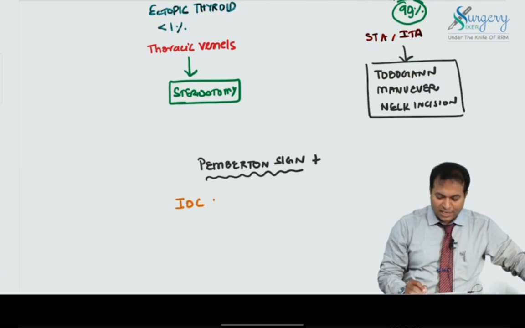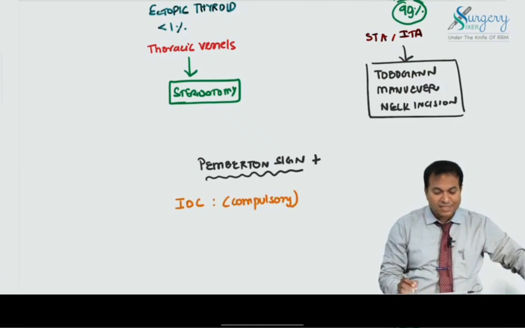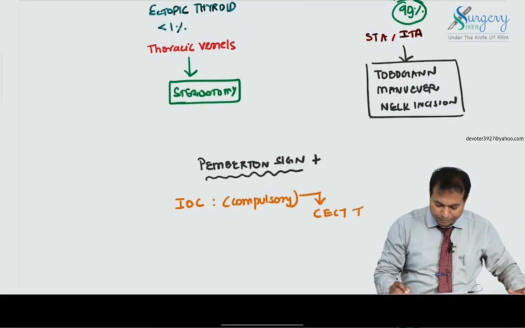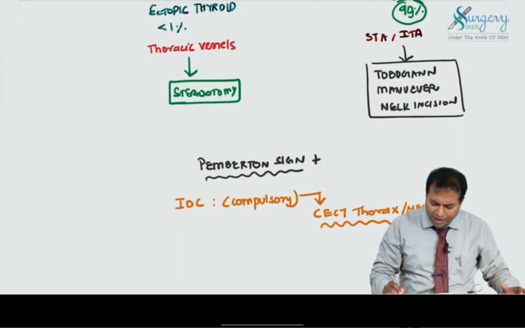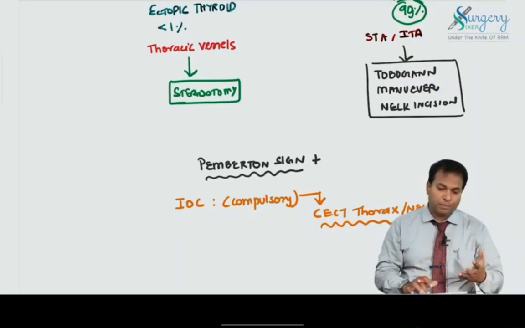And in NEET 2020, the question was very clear: investigation of choice, and what is the investigation that is compulsory before surgery? Before any surgery, what is the investigation to be done? Answer is CECT thorax. Before surgery, we must always do CT thorax. It is compulsory. So we have to do CT of the thorax and the neck, and we have to look out for where the vessels are extending. Before doing surgery, we must do this.